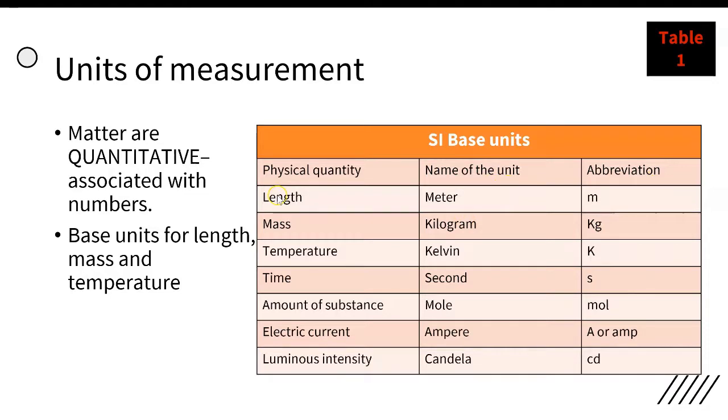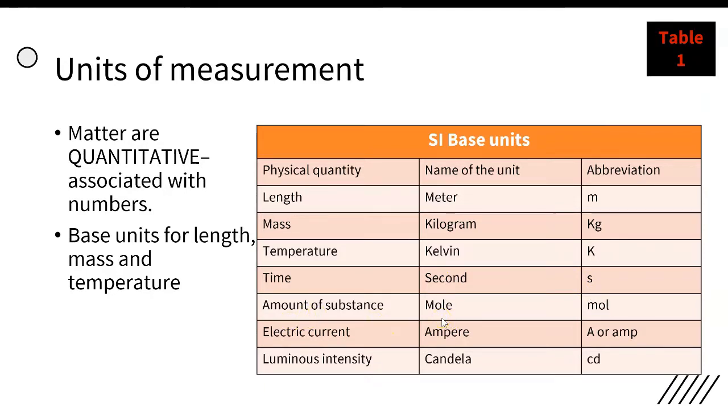For example, for length, the SI unit is meter and the symbol is small m. For mass, it's kg. For temperature, it's Kelvin, though for temperature many other units are very common, like Fahrenheit or centigrade. But the SI unit, whenever we consider it, is the Kelvin, and the symbol is capital K. For time, it's second, and the symbol is small s. For amount of substance, it's mole.